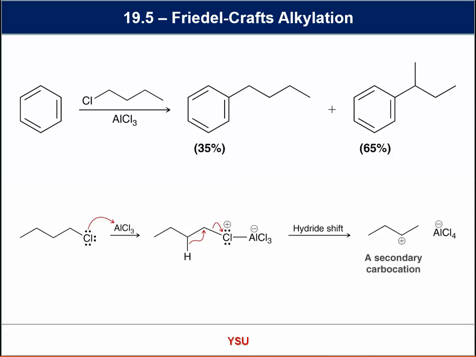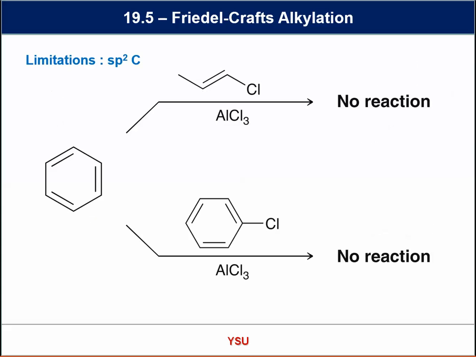So what you see at the top is a 1 to 2 mixture where the minor compound is that from the primary alkyl halide in which it hasn't rearranged, and the secondary product, the major product, is that of rearrangement. So this can be a bit unpredictable and not so useful.